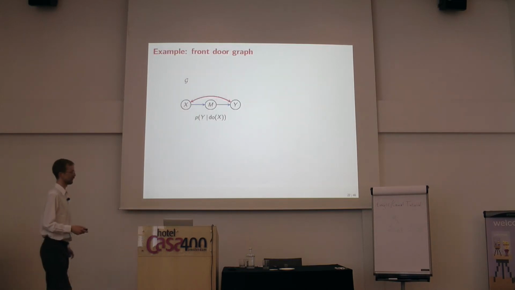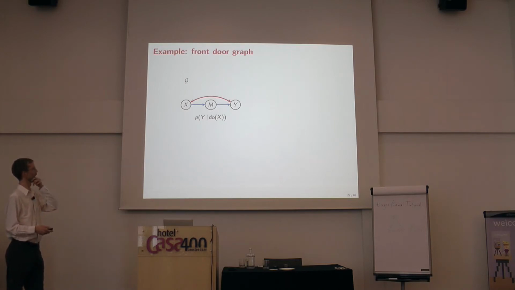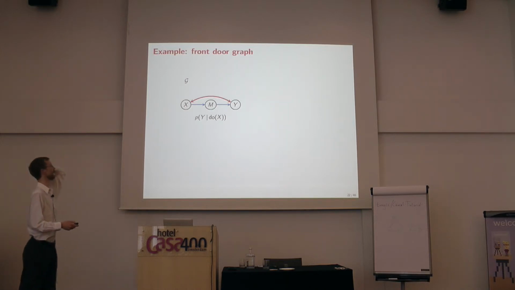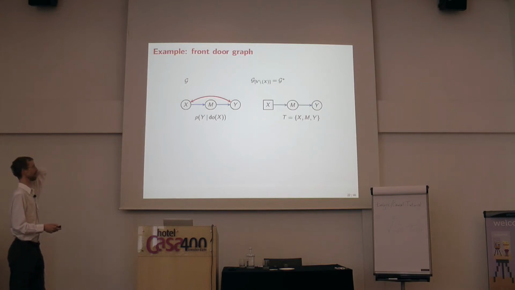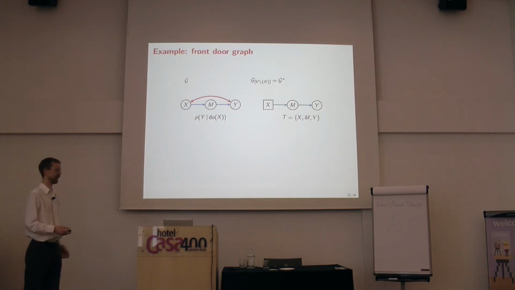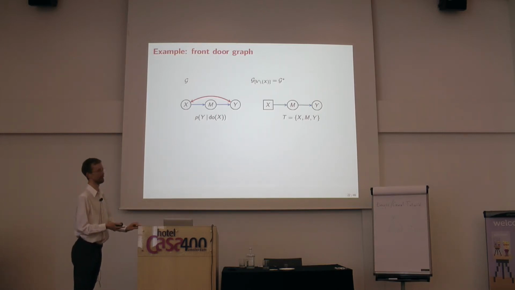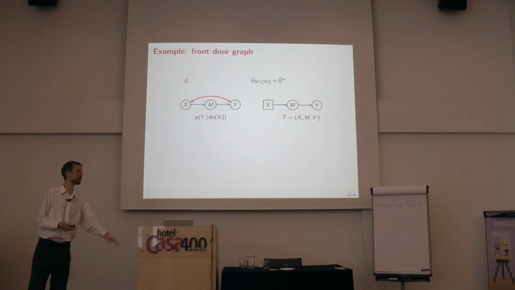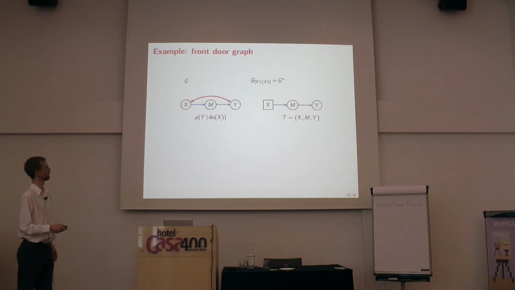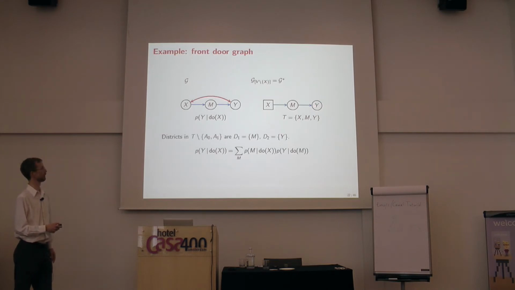So here's a very simple example of the front door graph. This is the graph. My query is, can I get Y given do X? Of course, we know that we can, but let's just go through the steps as to how we do this. So I intervene on X. That gives me this graph over here. Now I restrict attention to the ancestors of Y. That's everything here. Every vertex here is an ancestor of Y, so I don't throw anything away. And then I look at what are the districts here. I've got 2 districts, Y and M.